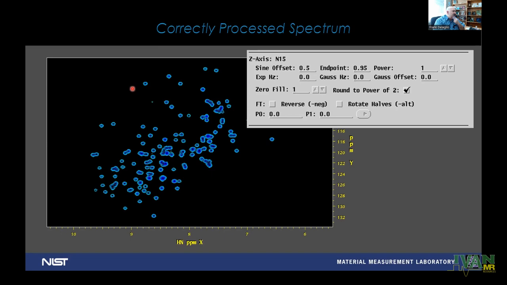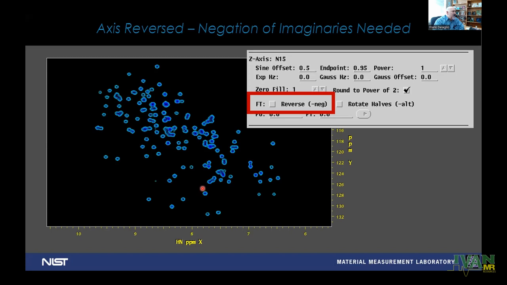All right. So let's look at this example of a 2D proton nitrogen experiment. When it's correctly processed, it looks like this. All the peaks are blue, which means they're positive. They're nicely phased across the entire chemical shift range. But there are details as to how you get a spectrum like this that we have to be mindful of when we generate processing schemes. And probably the most common thing that we have to adjust manually is how the relative signs of real and imaginary data are handled.